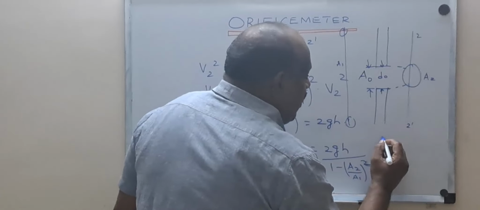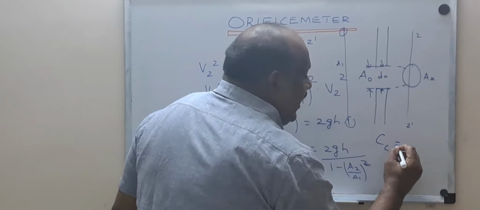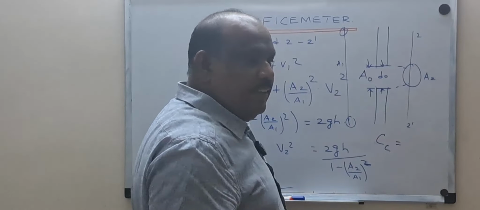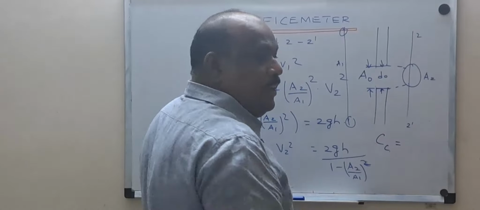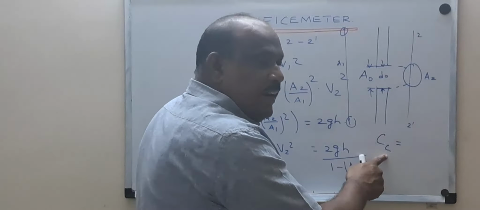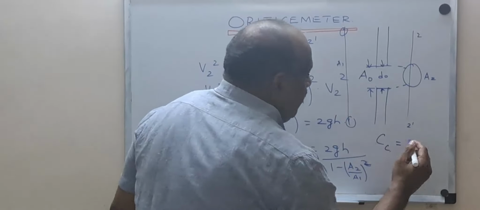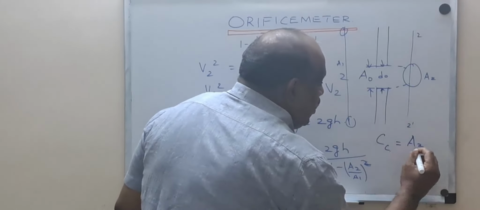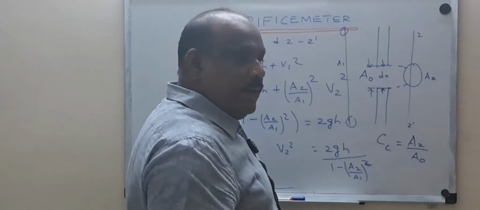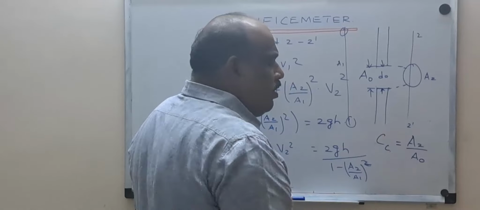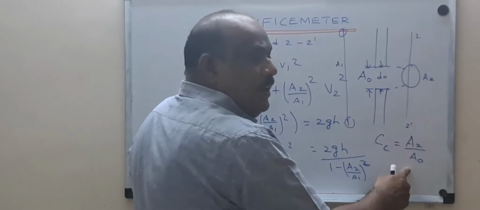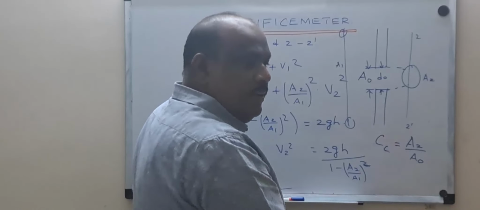Bigger. Very good. So now I am going to define a parameter called CC. Can you assume what CC is? After the orifice, is the area decreasing or increasing? Decreasing. So is it contracting or expanding? So it is called the coefficient of contraction. It will be equal to A2 by A0. A2 is smaller than A0, so is this value less than or greater than 1? Very good, less than 1, because A2 is less than A0. So CC will definitely be less than 1.